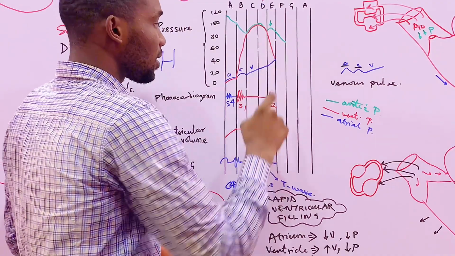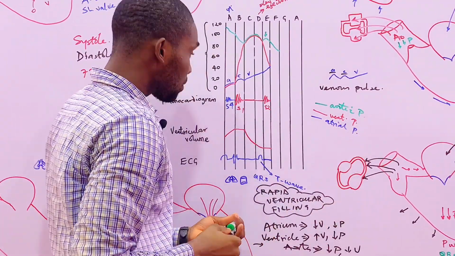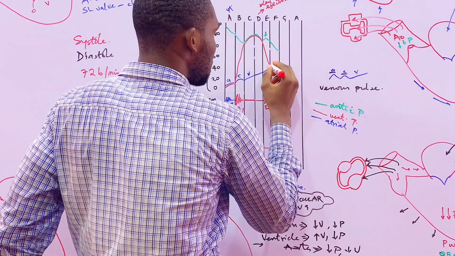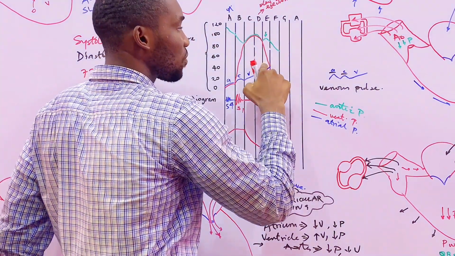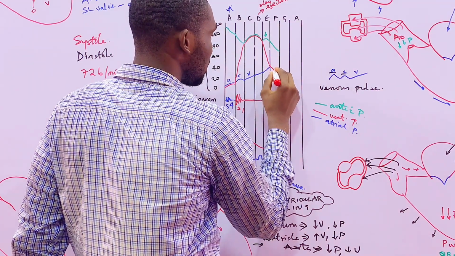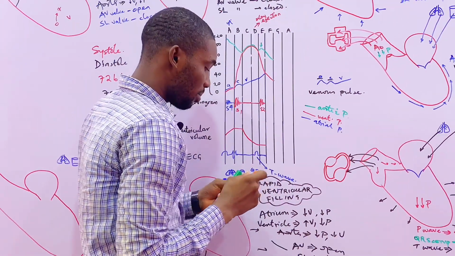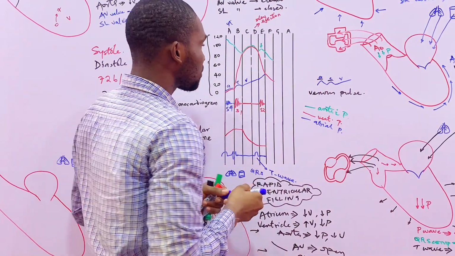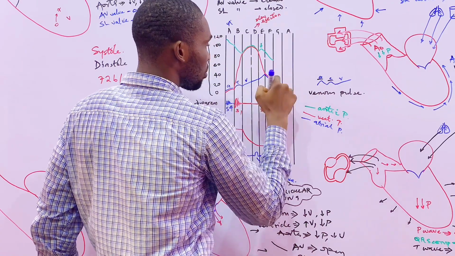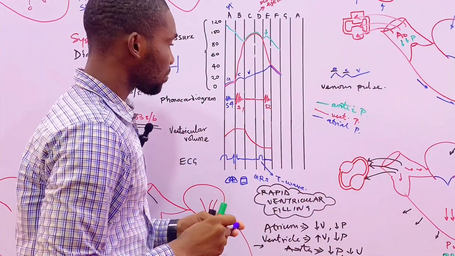And then how about the ventricular pressure? The ventricular pressure is running down as well, but not as steep as in the isovolumic phase. And then how about the atrial pressure? It's running down as well. So both of them are equilibrated.